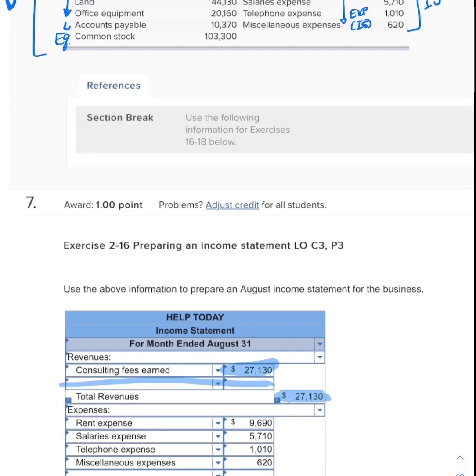The next thing you want to do is come in and see about your expenses. In this case, it's everything starting at rent expense and coming down. So you take your $96.90, $57.10, $10.10, and $6.20. All of those are going to drop in here, which will give you your total expenses of $17,000. You will then take your 27 minus your 17, which will tell you have net income of just over $10,000 based on the information that we have been provided.